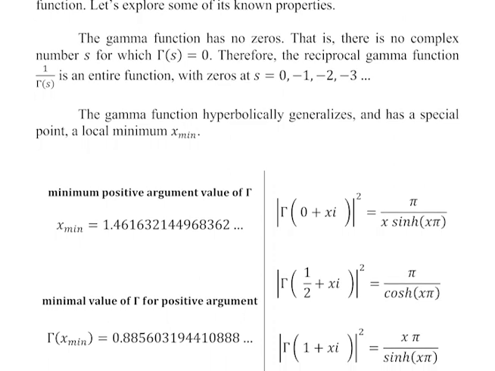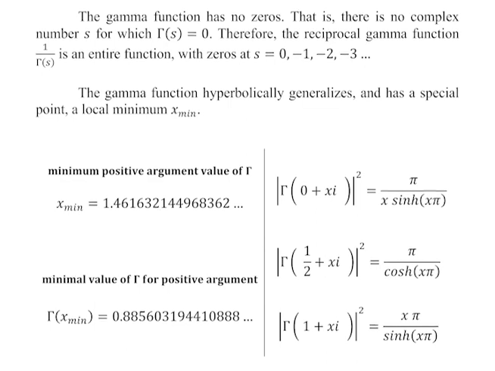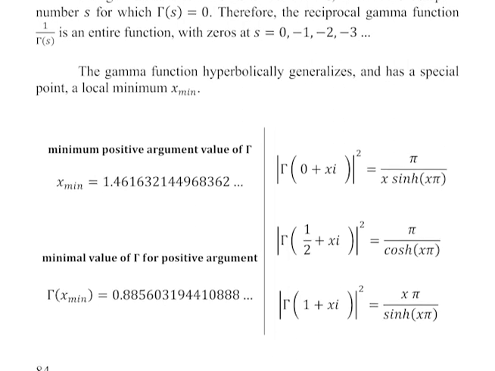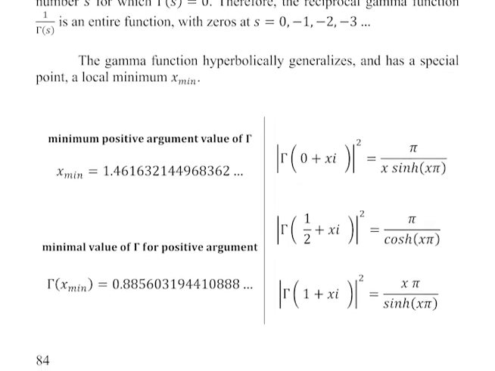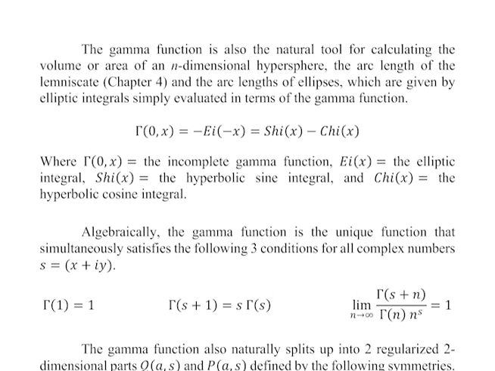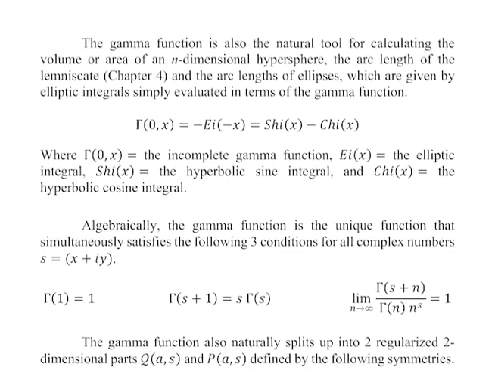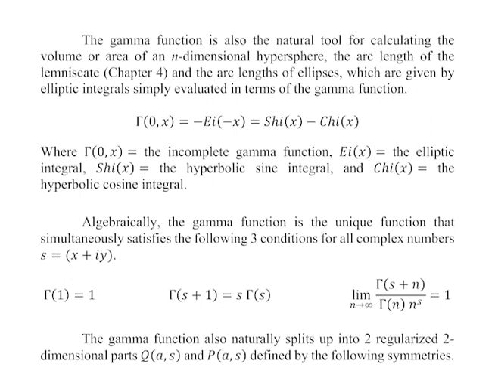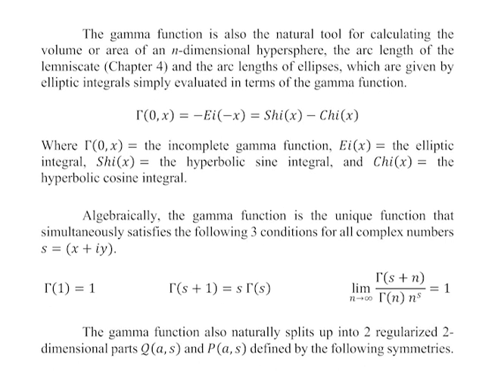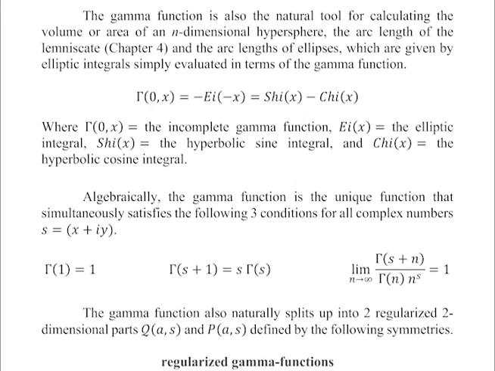But also, the gamma function hyperbolically generalizes. A generalized complex argument with real parts 0, 1 half, or 1 have different hyperbolic expressions, but there's a generalized expression for each. We have an x in the imaginary component and an x in each of the returns. The gamma function is also the natural tool for calculating the volume or area of an n-dimensional hypersphere, the arc length of a lemniscate, and the arc lengths of ellipses, which are given by elliptic integrals simply evaluated in terms of the gamma function, where the incomplete gamma function is equal to the elliptic integral, and that's equal to the difference between the hyperbolic sine integral and the hyperbolic cosine integral.